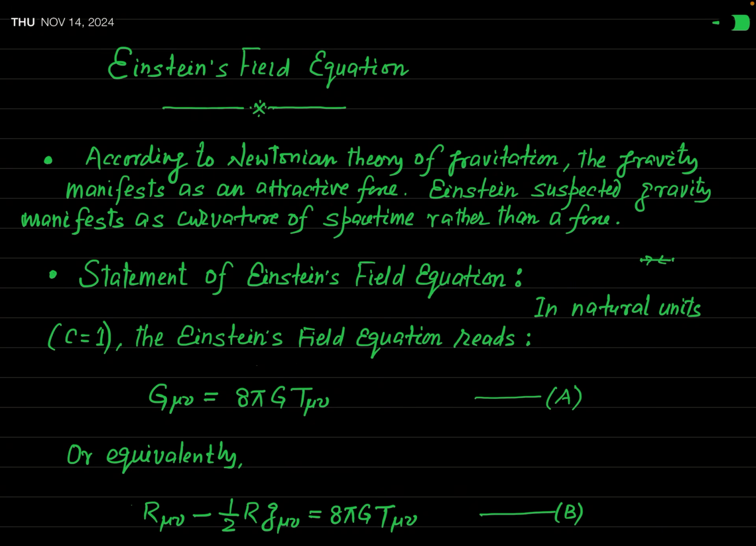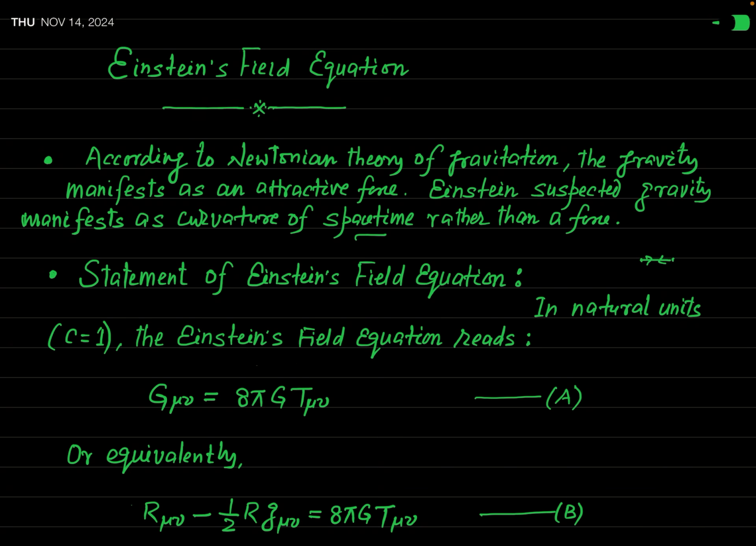But Einstein comes into the picture with a new idea. According to Einstein, gravity is not manifested as a force, but it is manifested as a curvature of space-time. Okay? So, how can this problem of gravity be dealt with? Einstein thought about it in terms of the curvature of space-time.